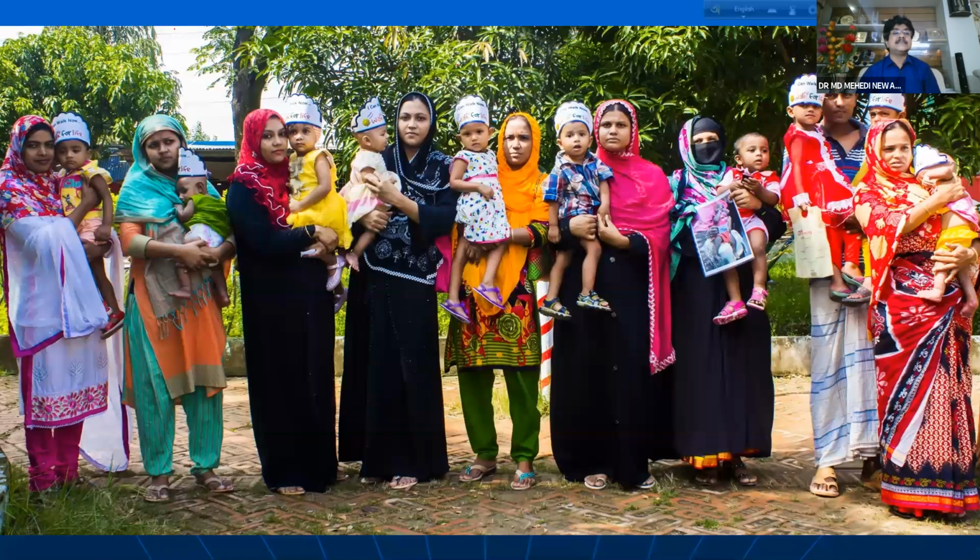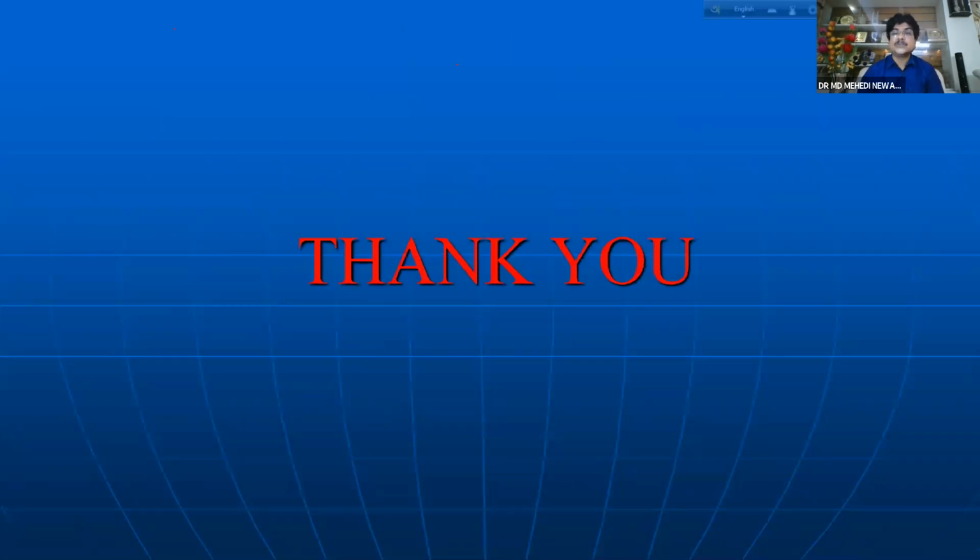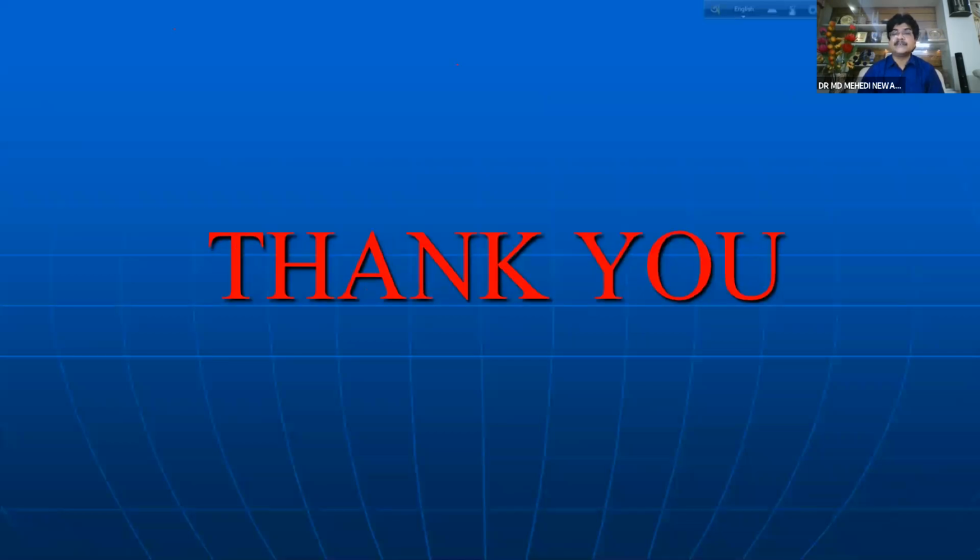And the key message, last of all, is that clubfoot is a common condition that can cause severe disability and a burden on society. Disability caused by clubfoot is preventable using the proper taking of treatment. CAVE can be used. Cavus, adductus, varus, and equinus are used to identify the deformities of clubfoot and treat accordingly. Assess first, plan, and treat. Cover the talus before tenotomy. In most cases, tenotomy is needed. And the foot abduction brace use is a very essential part of the conservative treatment. And thank you everybody for patience in hearing.